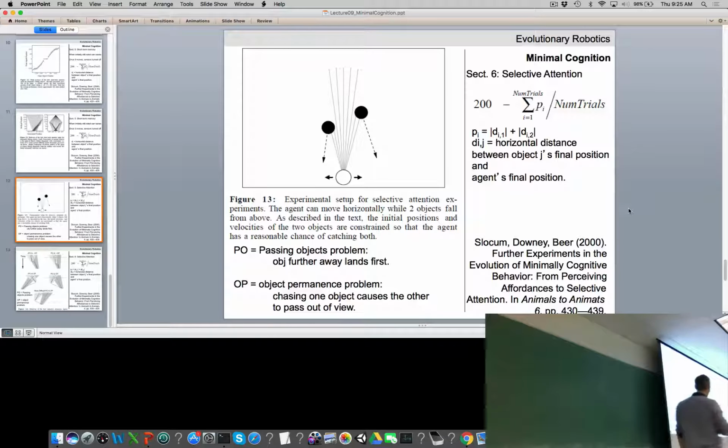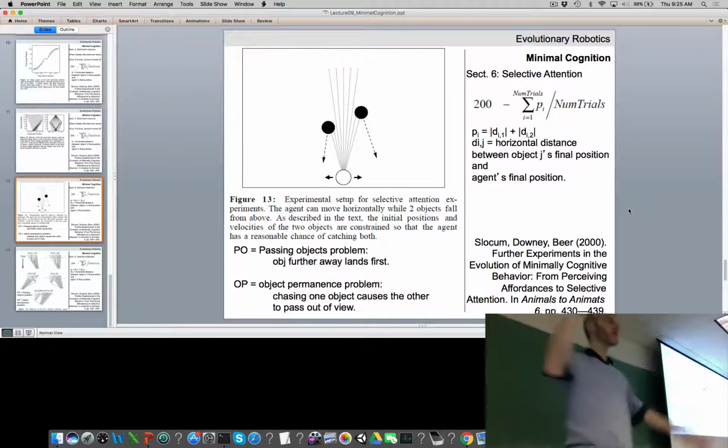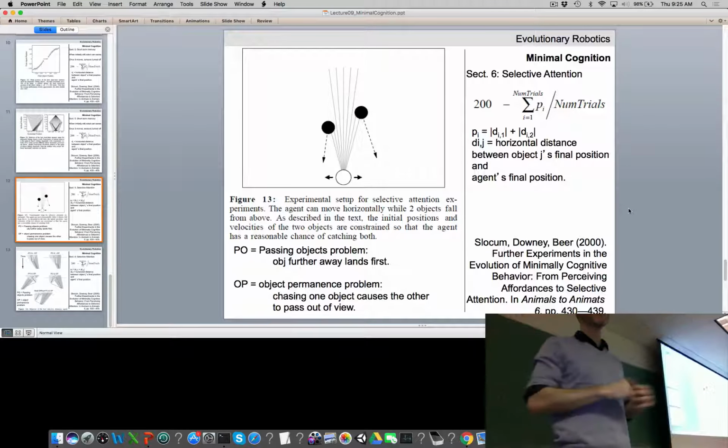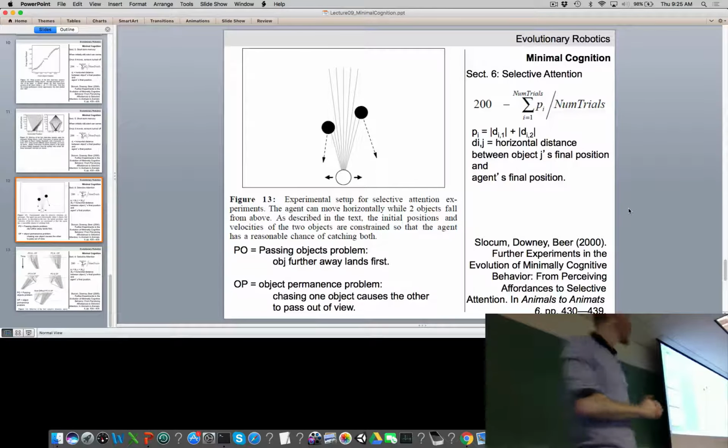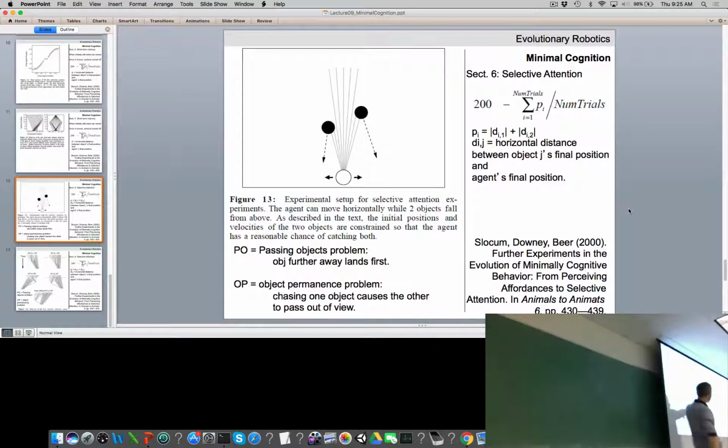And then there's the object permanence problem, right? This is where the memory part comes in. As you're chasing one object, the other object may pass outside of your cone of perception. This robot isn't omniscient. It can't see its entire environment all the time. And this is challenging for us as well.